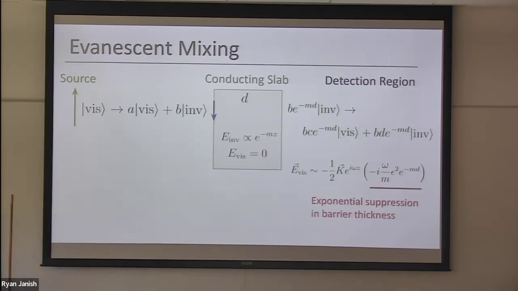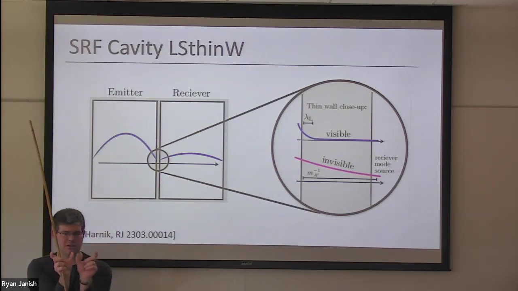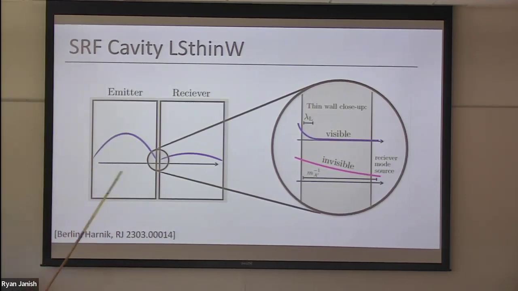So this is the basic physics. So now let's think about how we would turn this into an experiment. So this is the experiment that we proposed. We're going to do a radio frequency cavity type experiment, but we're now going to place the cavities as close together as possible with a thin superconducting barrier in between. We'll drive this with as much power as we can manage, and we'll look for a signal to appear over here due to evanescent modes crossing the barrier.